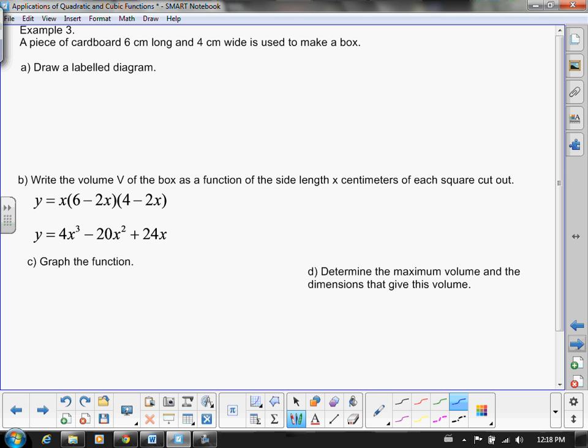The third example we have is going to involve a cubic. A piece of cardboard 6 centimeters long and 4 centimeters wide is used to make a box. So I'm going to start off by sketching a rectangle.